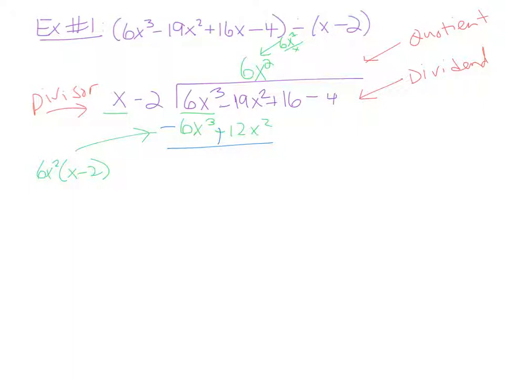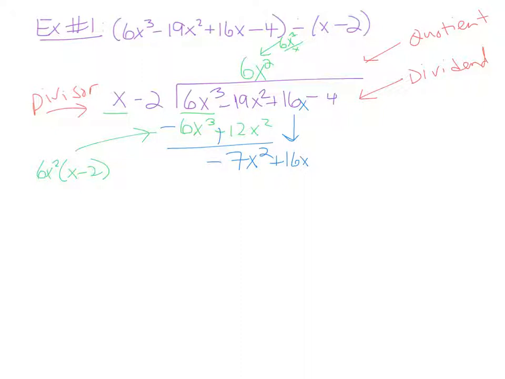If they don't cancel out, you made a mistake. And then we end up getting negative 7x squared. From there, we are also going to, this should have an x there, by the way, bring down the plus 16x. And you're now going to repeat what you did there.